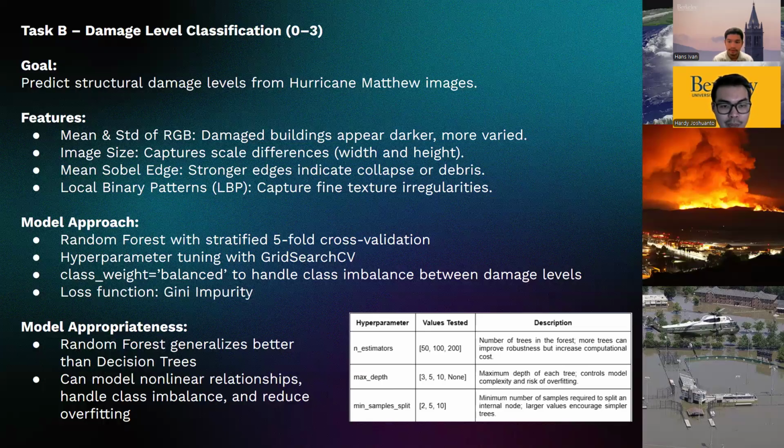We also noticed that the dataset is very imbalanced between damage classes, so we include class weight balancing in our random forest model to handle class imbalance between damage levels. For the loss function, we use impurity, which is the default for decision trees and random forests. So why do we use random forests? We decided that random forests generalize better than decision trees, and they also perform better than logistic regression. They can also model nonlinear relationships, handle class imbalance, and reduce overfitting.